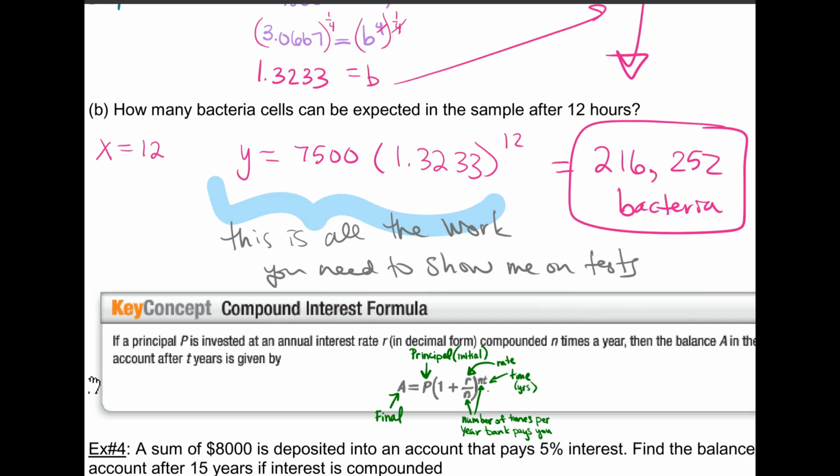For me to give you partial credit, you need to show me the setup, what you entered into your calculator. It's super easy to make a mistake, push the wrong button, whatever. Showing me the setup is how you at least get partial credit in case you mistype, because I hate not giving any credit. That's the answer, how many bacteria cells are after 12 hours. And notice I put a unit, bacteria. You're done, wake up. All right.